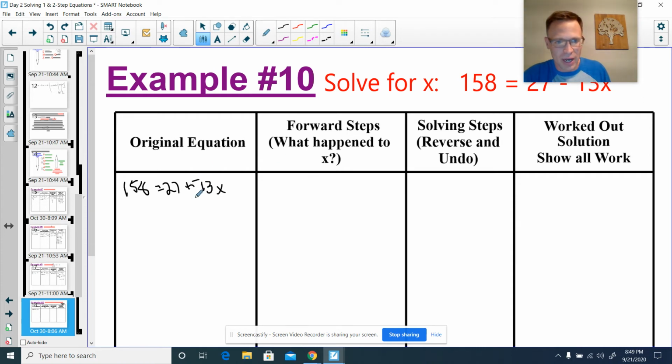So original equation, 158 equals 27 minus 13x. So what are the 4 steps? I'm going to change this to add the opposite. Just it helps me keep track of signs as I go through problems. I highly recommend you do the same thing.